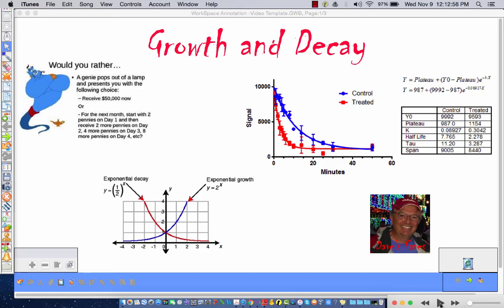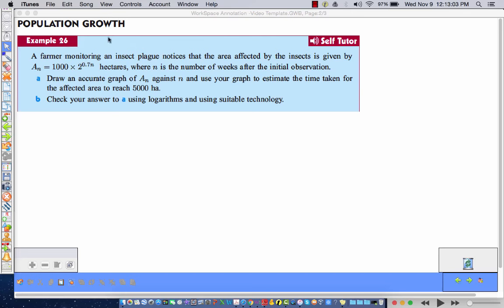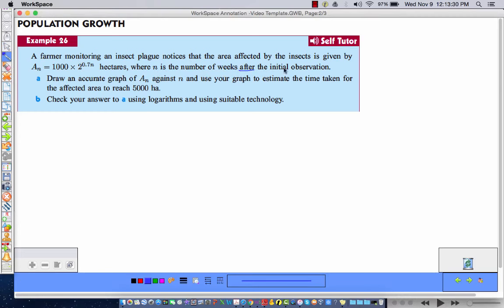Okay, just a couple of examples. We'll come back to Come With Me by the Congos. Love that song. Two examples. We're going to talk population growth. A farmer is monitoring an insect plague, and he notices that the area affected by the insects is given by A sub n equals 1,000 times 2 to the 0.7n hectares, where n is the number of weeks after, and that's important, after the initial observation.